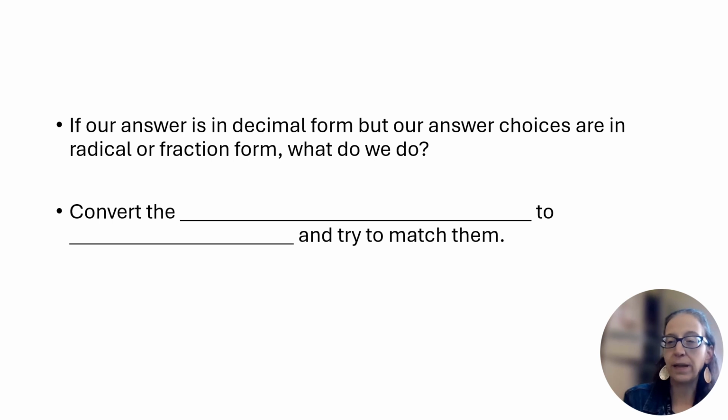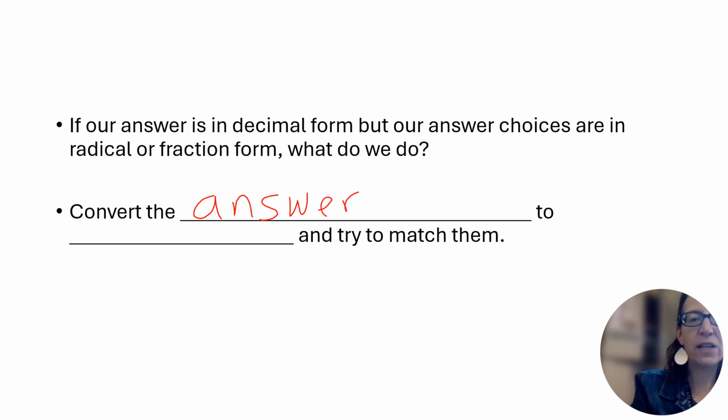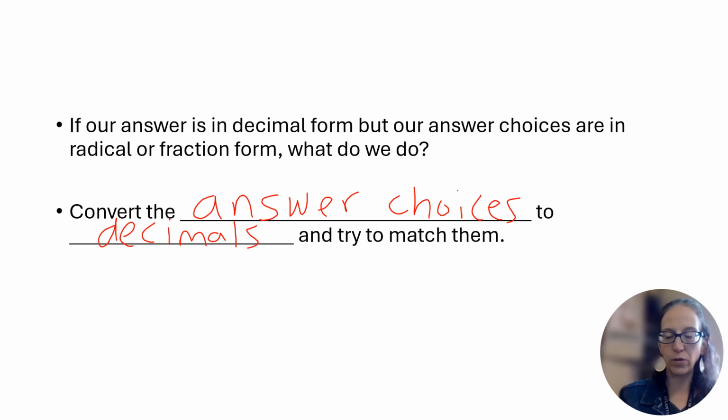What should we do? Because what that means is Desmos is giving us an answer that's not in the form of our answer choices. So what we're going to do, and these would be your blanks in your formative, is you convert the answer choices over to decimals, and you're going to do your best to match them up and hope that you don't have any that are too close.